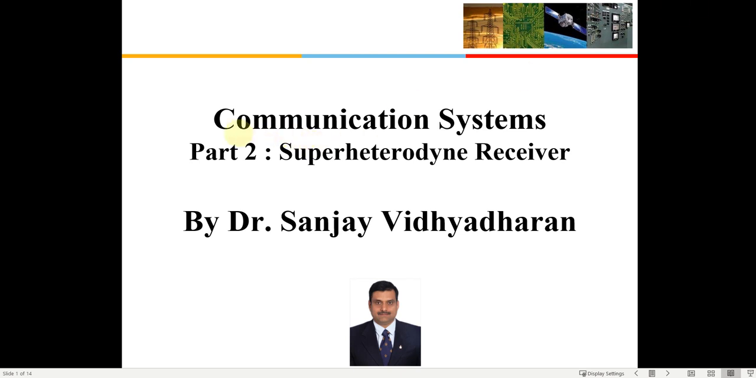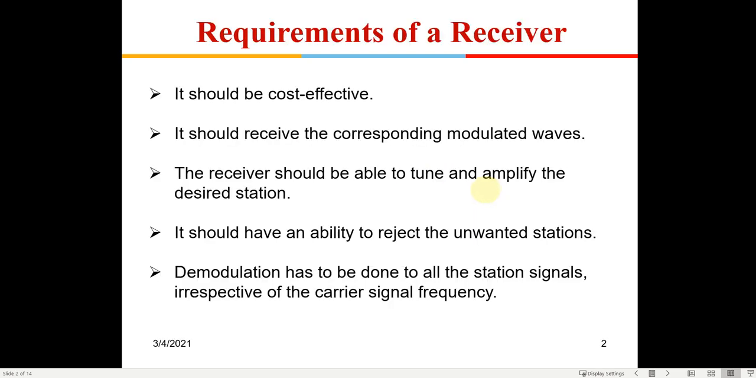Okay, welcome students to this series of lectures on communication systems. In part 1 we saw about AM modulation. In today's lecture, which is part 2, we are going to learn about the superheterodyne receiver.